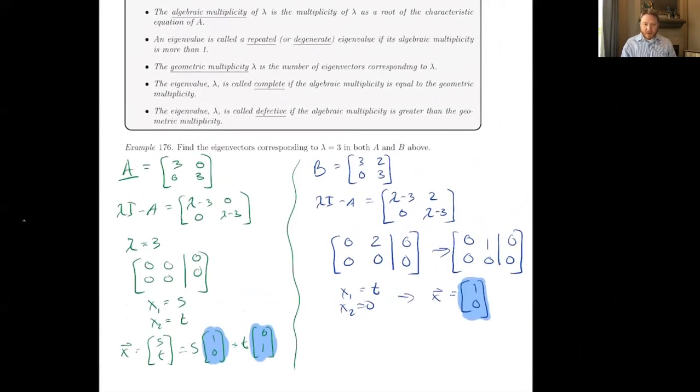Okay, so in both cases, A and B, lambda equals 3 was a root of multiplicity 2 of the characteristic equation. So in each case, it has an algebraic multiplicity of 2. But in case A, it has a geometric multiplicity of 2, and in case B, it has a geometric multiplicity of 1. Okay. So that's going to give us a problem when it comes to the next section.